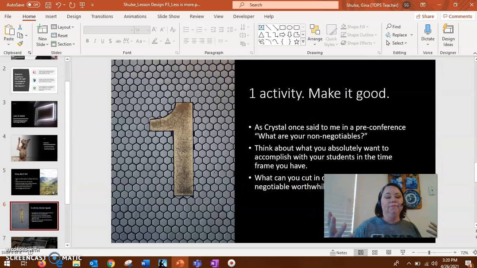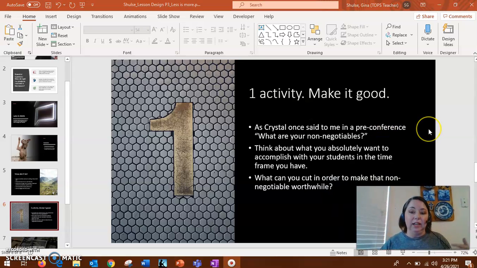And another thing, a little trick that I think Crystal actually taught me in a pre-conference once, a couple of years ago. She asked me, what are your non-negotiables? Because I was worried about time. And I know that a lot of teachers worry about time, especially as they're planning for next year. I was really worried about time, and I really wanted to make sure that I got in all of the important stuff in my lesson. And so when I was talking with Crystal about it, I said, this is my concern about this lesson. This is what I want to accomplish. And she asked me, well, what are your non-negotiables? That was a game changer conversation for me, because it made me look at my lesson design a little bit differently.